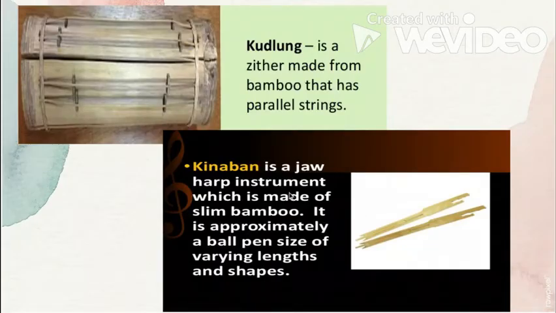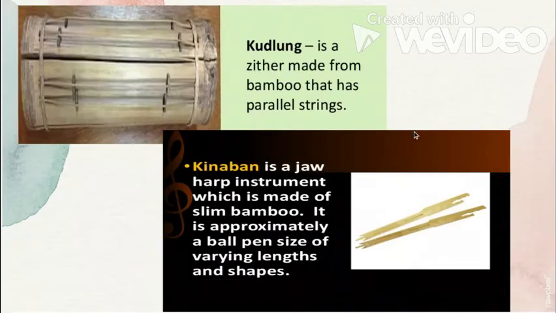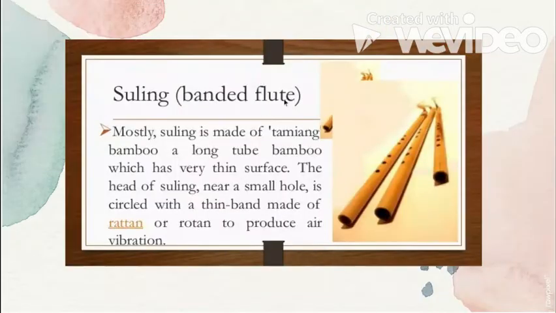We still have kinaban. Kinaban is a jaw harp instrument made of slim bamboo. It is approximately the size of a ball pen, of varying lengths and shapes. And the last one is suling, or banded flute. The banded flute is made of bamboo again. Mostly suling is made of tamyang bamboo, a long tube bamboo with a very thin surface. The head of suling near a small hole is circled with a thin band made of rattan to produce air vibration.